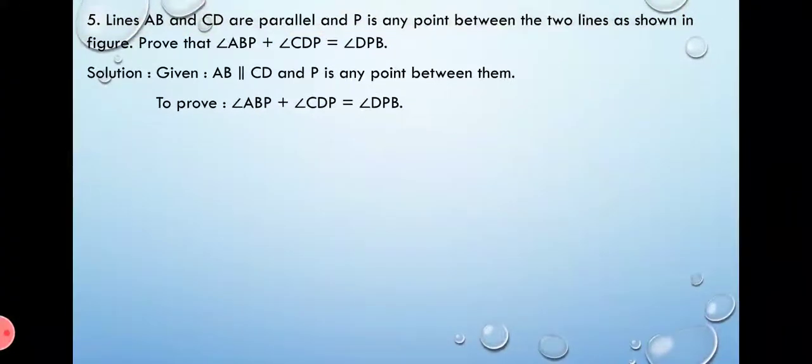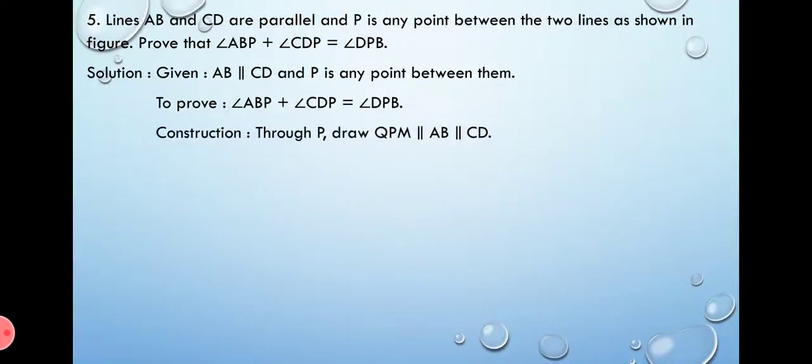For proof, we first have to mention the construction. So we write this construction: through P we have drawn a line QPM which is parallel to AB, which is parallel to CD. Now for proof, AB is parallel to line QPM and CD is also parallel to line QPM.